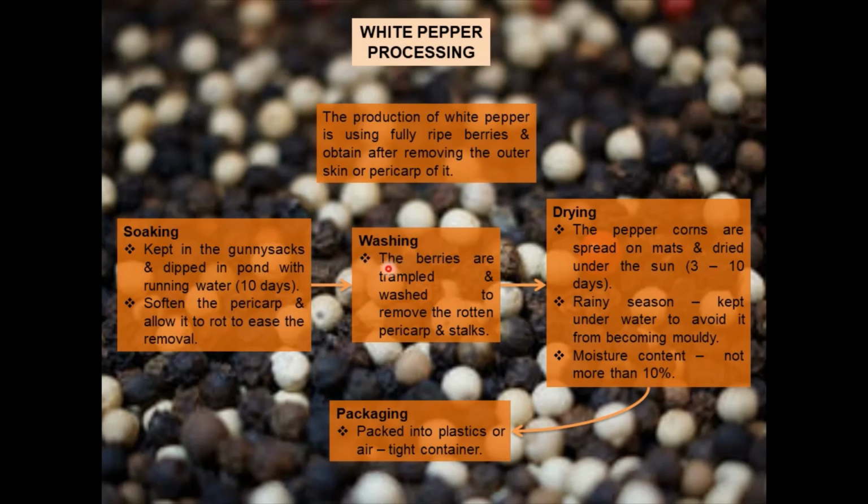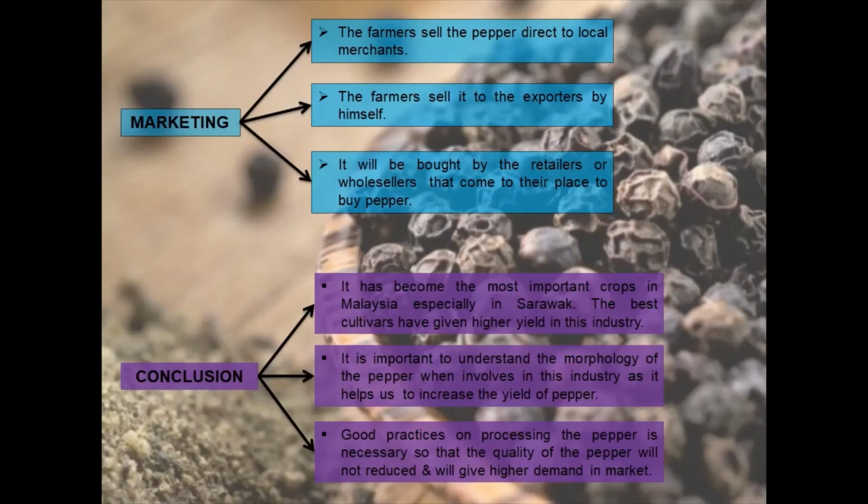The second stage is washing. The berries are trampled and washed to remove the rotten pericarp and stalks. Then the third stage is drying. The peppercorns are spread on mats and dried under the sun for 3 to 10 days. During the rainy season, the pepper is kept under water to avoid it becoming moldy. The moisture content should not be more than 10%. And then the last stage is packaging. The pepper will be packed into plastic or airtight containers for marketing.